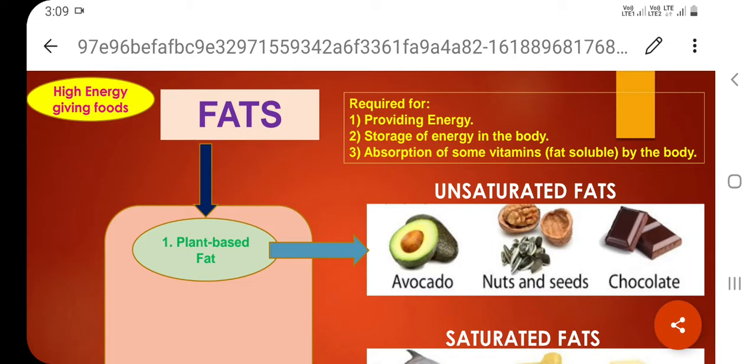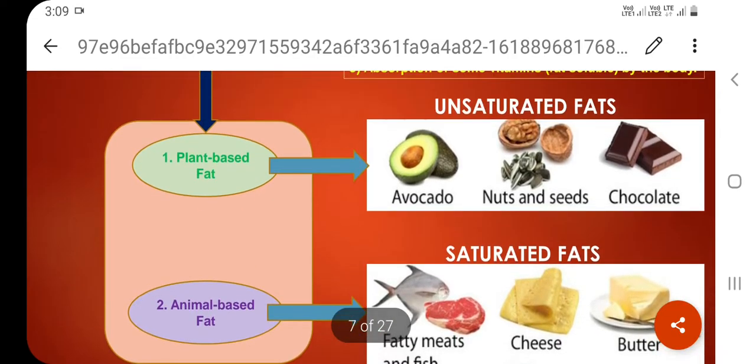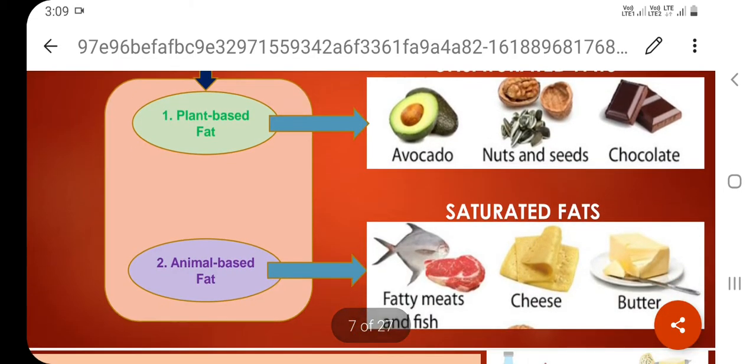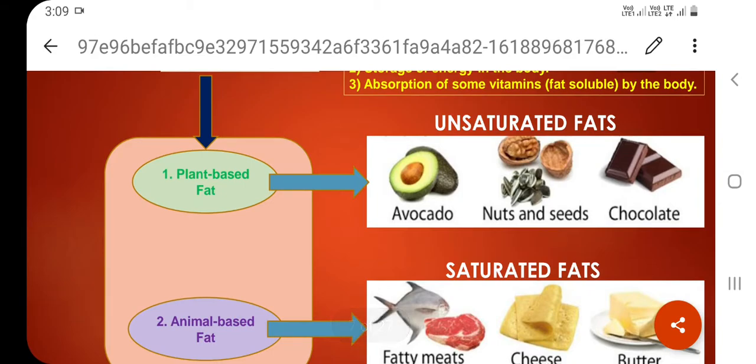Now, some vitamins. We can pronounce vitamins in both ways. Vitamins are fat soluble in the body. So let's first know what is fat soluble. Everything you are going to learn. We have two types of fats.